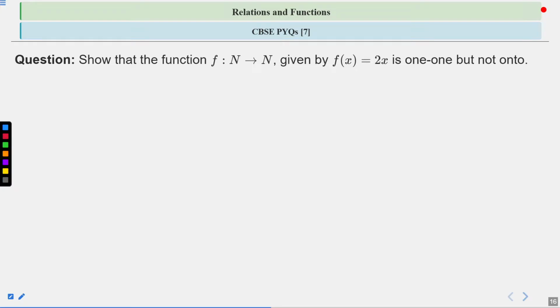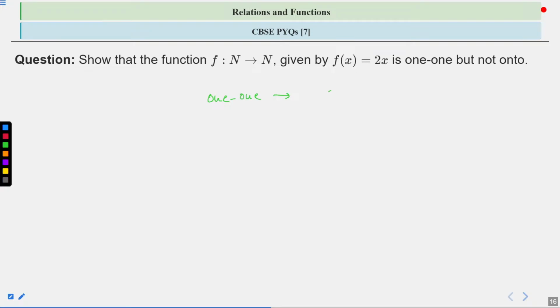Now we have to show that the function f from N to N given by f(x) = 2x is one-one but not onto. We have to show that the given function is one-one but not onto. Again, let's discuss what is one-one and what is onto.